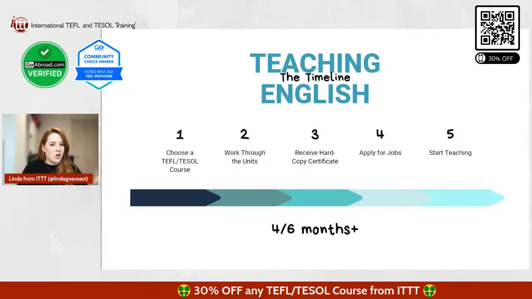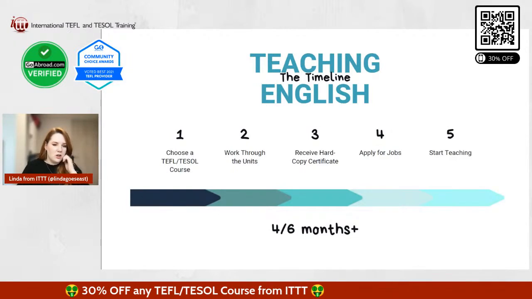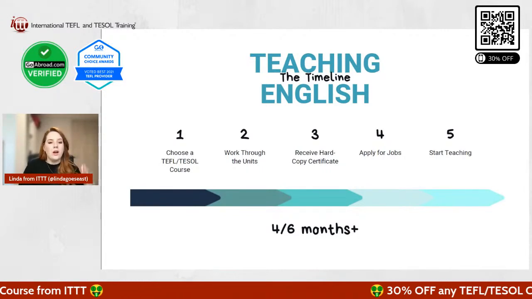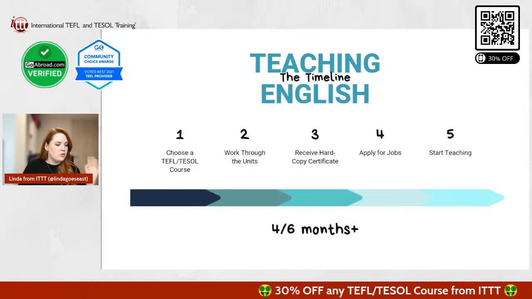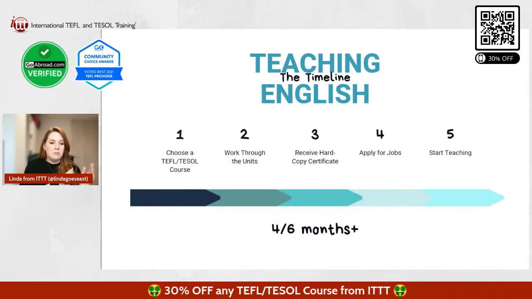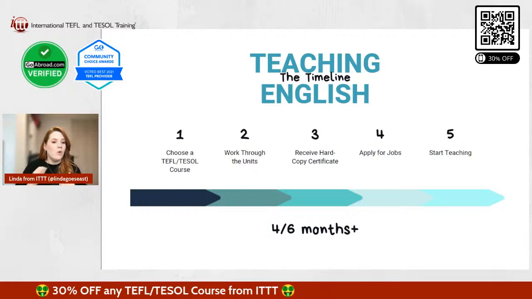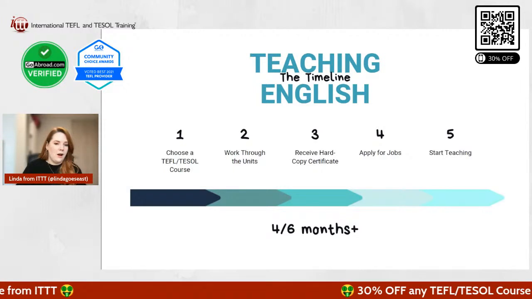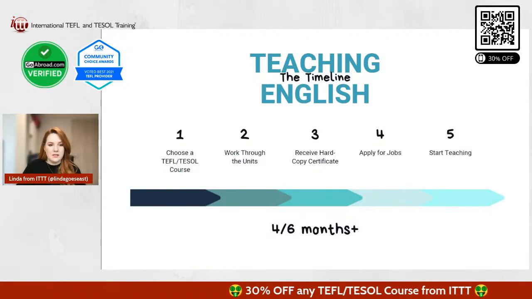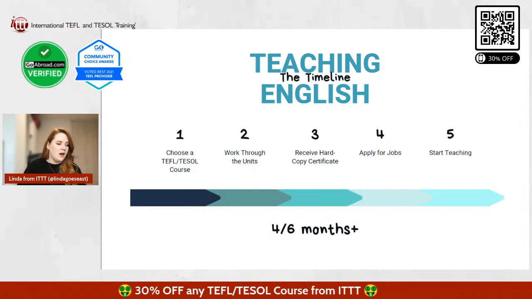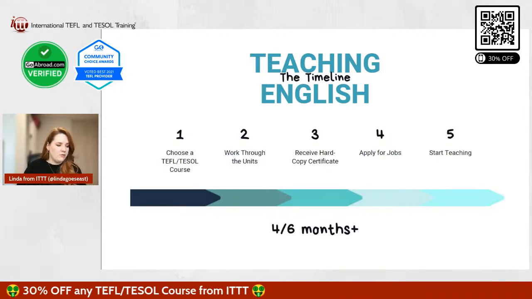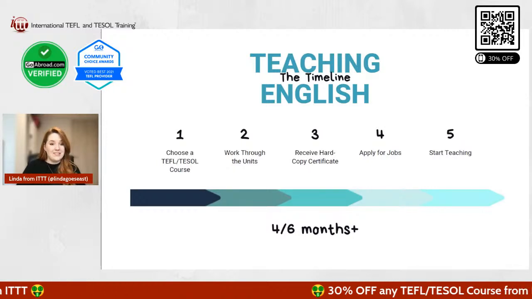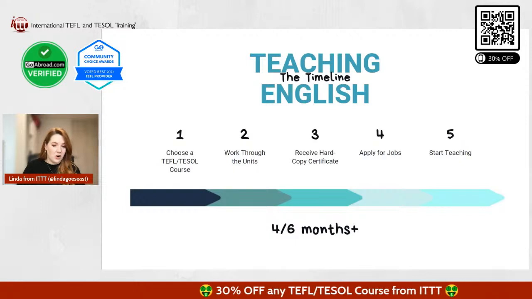So these are the 5 steps that you will pass through. First, what we talked about the whole time: how to choose the right TEFL course. And then number 2, working through the units. Those are steps 1 and 2. First one, you need to pick the right course, depending on what you want to do with it. Number 2, work through the units. Like I said, you have up to 6 months. The more courses you take, the more time you have also. Once you're done, you receive your certificate, your digital PDF version and a hard copy version.